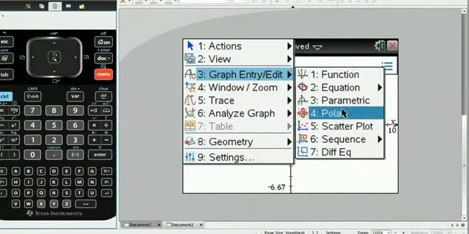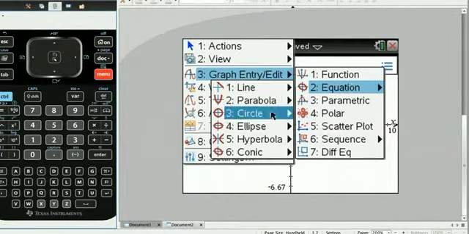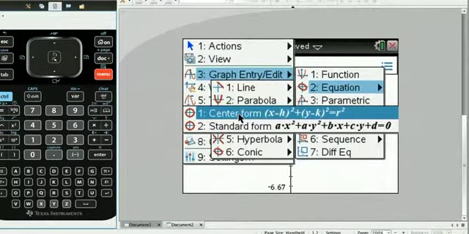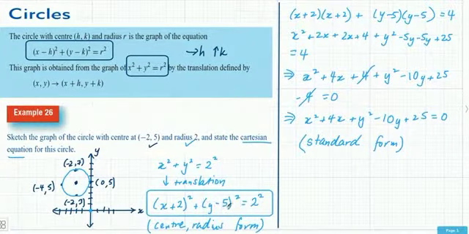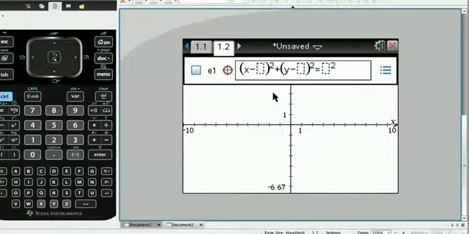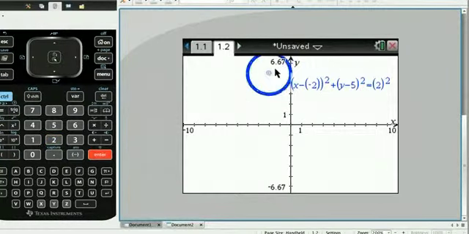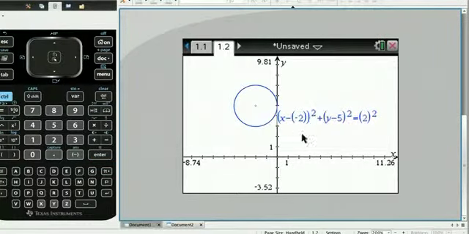graph entry. We want to put in an equation which is a circle, and we're going to do center form. And I've got a plus 2, a minus 5, and it's a 4. So plus 2, minus 5, and a 4 over here. You can see I put a negative 2 here because the negative and the negative makes that a positive. And then push enter. And you can see there we've got a circle in our center form.